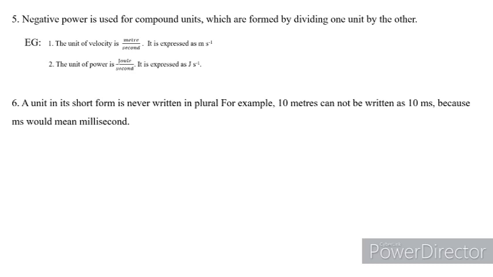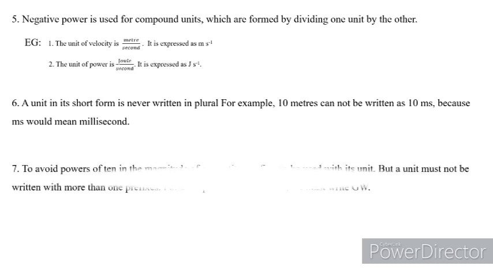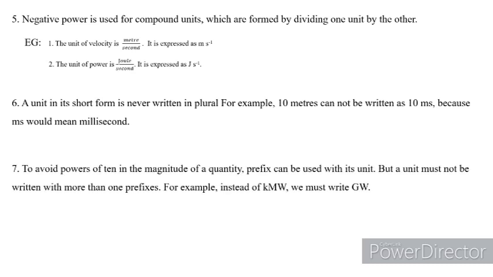Finally, the sixth one: you see, the unit's short form is never written in plural form. You cannot write it in the plural form. We can say 10 m for 10 meters. If you write 10 ms, then it will have a different meaning. That means it will be milliseconds. So you should not write like that.